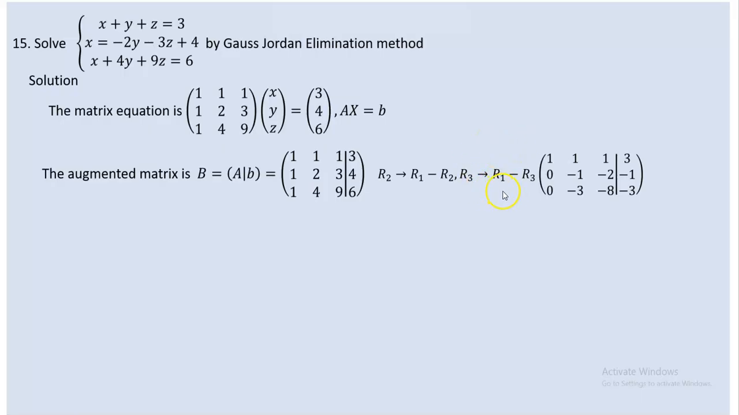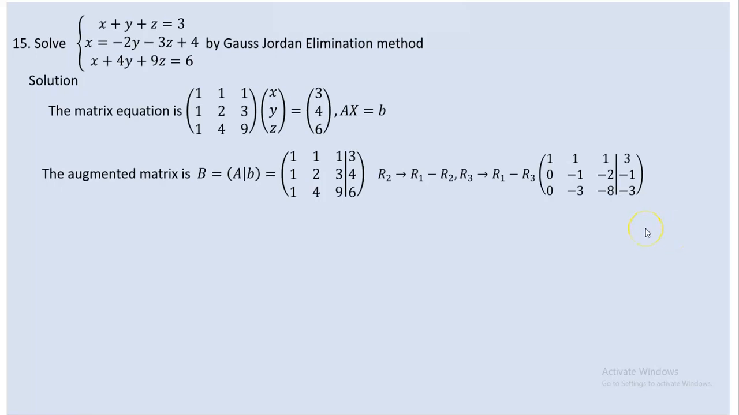Now, how is row 3 changed? Simply again subtracting row 3 entries from row 1 entries. So 1 minus 1 is 0 again, and 1 minus 4 is negative 3, 1 minus 9 is negative 8, and 3 minus 6 is minus 3. So you are left with this.